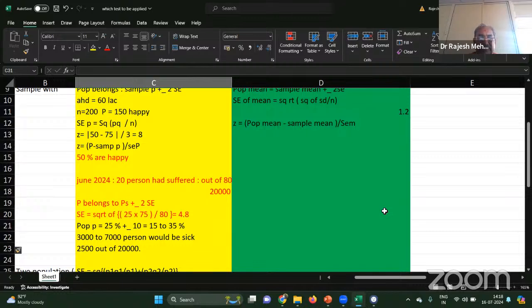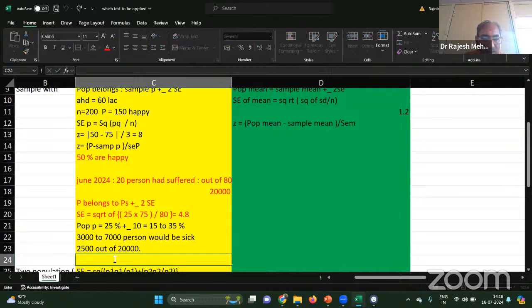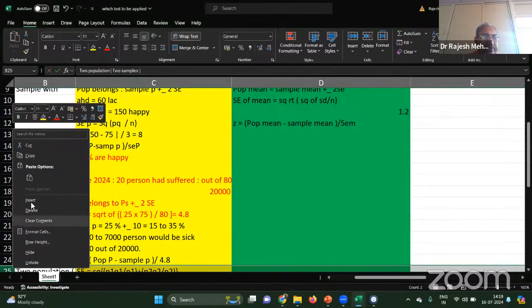How do you calculate that? So calculation should be like this. In this case, Z is equal to population proportion minus sample proportion divided by standard error of proportion. In this case, we know that the standard error of proportion is 4.8. So the answer will be like this.